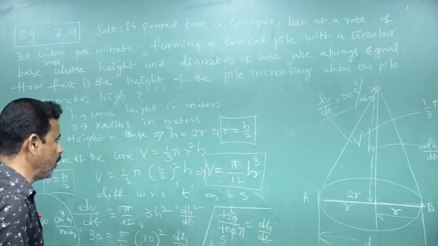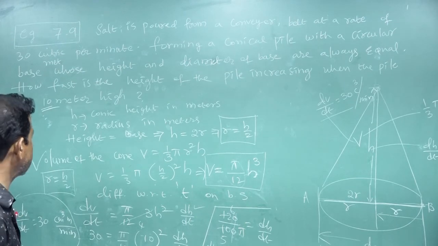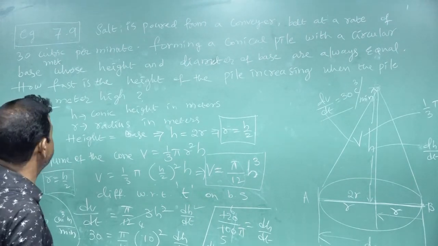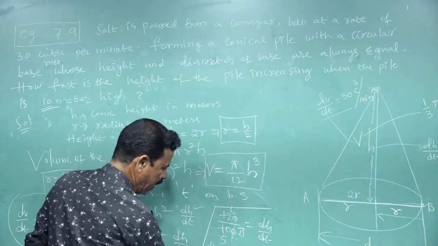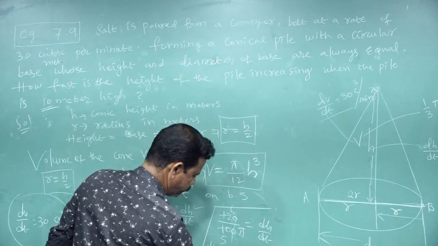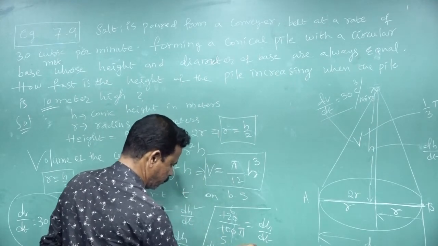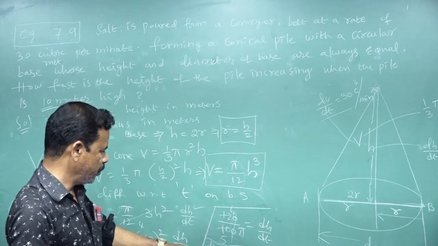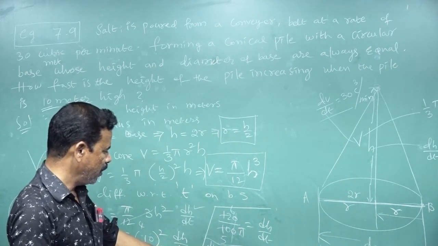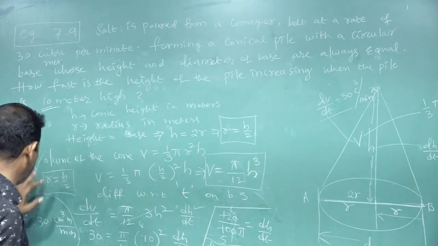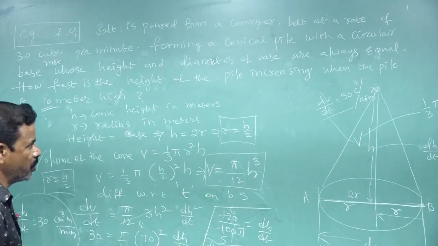So what are the units? H is in meters, t is in minutes. Meter per minute. So the change in height is 6 by 5 meters per minute, when h is equal to 10 meters.